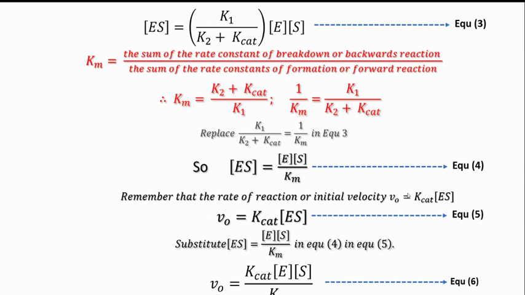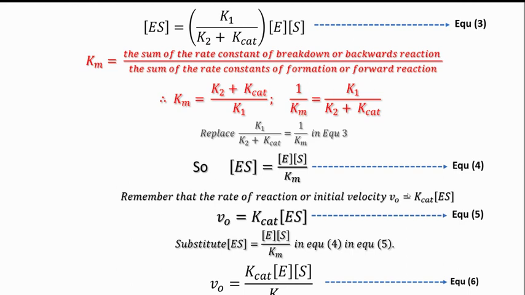But we introduce a new constant, the Michaelis-Menten constant, or the Michaelis constant. We say that this Michaelis constant is the sum of the rate constants for breakdown, or the backward reaction, all over the rate constant of formation, or the forward reaction. So Km is equal to K2 plus K cat all over K1, of which 1 over Km is the inverse. So we replace K1 over K2 plus K cat with the inverse of Km in our equation 3. And when we do so, we have that ES is equal to E multiplied by S all over Km.